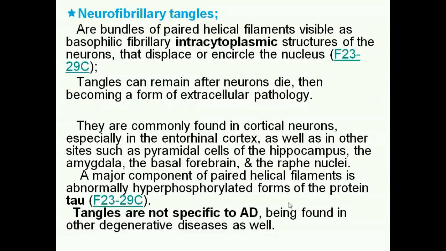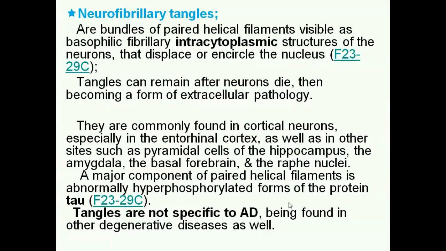Now, this is a very progressive late stage of Alzheimer's disease. Where are they commonly found? They're commonly found in the cortical neurons, especially the entorhinal cortex, pyramidal cells of the hippocampus, amygdala, basal forebrain, and raphe nuclei. You can see them anywhere, but the common places are these. One important thing to know is that the major component of paired helical filaments is the abnormally hyperphosphorylated form of the protein tau, and this protein is the one responsible for these tangles.